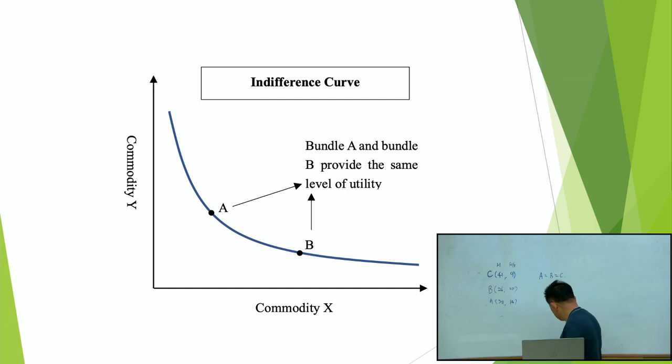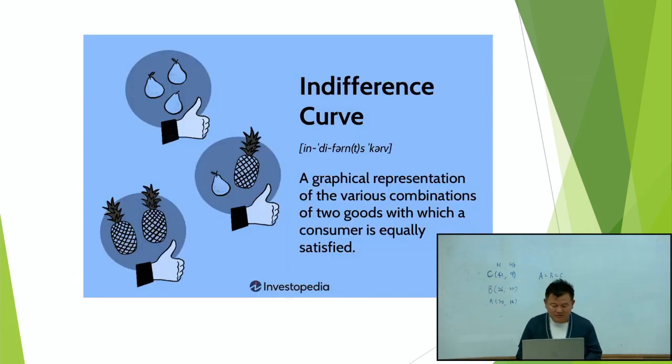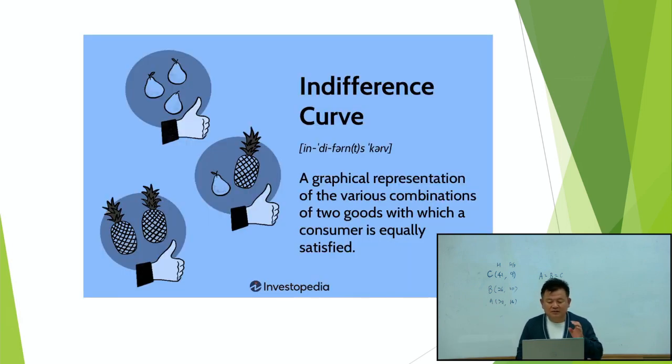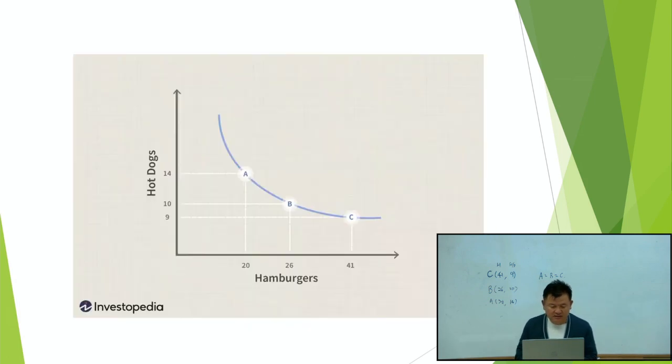This is the ordinal utility concept. So the curve slopes down on the right side. This is the indifference curve. Okay. It is a graphical representation of the various combinations, lots of combinations, A, B, C, D and so on. At these points the consumer is equally satisfied. A, B, C, equally satisfied. This is the indifference curve. Okay.